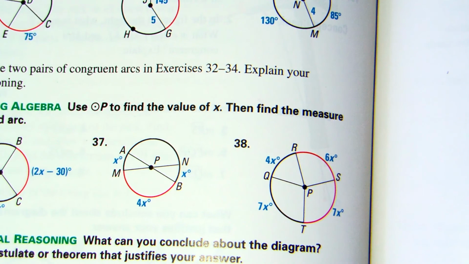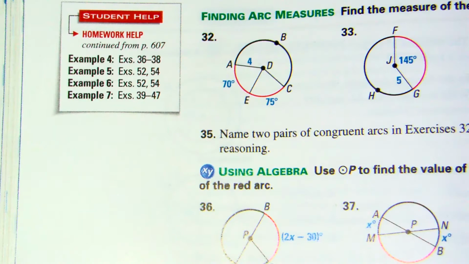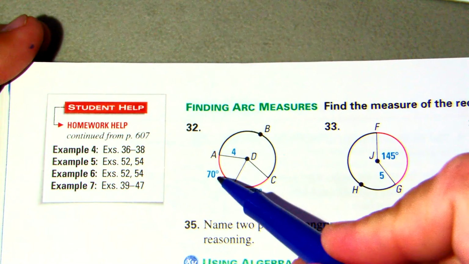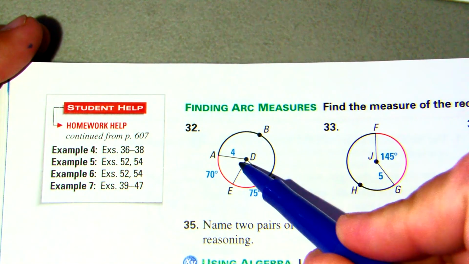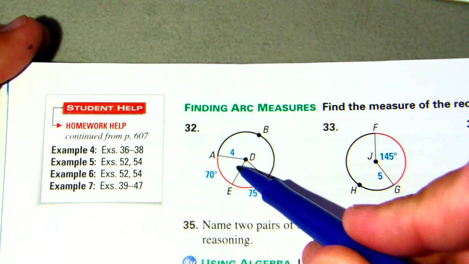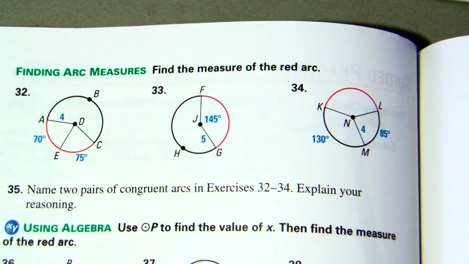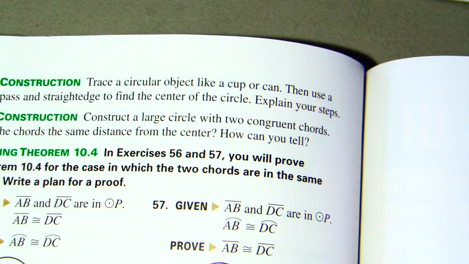Remember that if an angle is a central angle, such as on number 32, find it right there, this arc measures 70 degrees, therefore the angle ADE is also 70 degrees. Central angles share the same degrees as the arc that they intercept. Alright, flipping the page over, looking at inscribed angles.